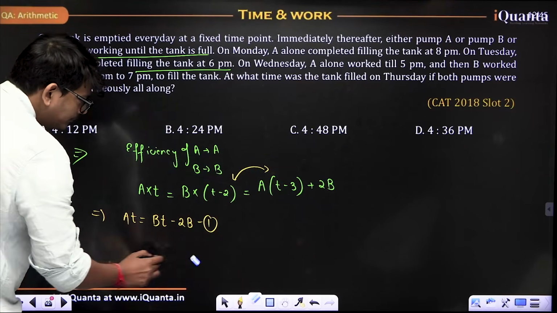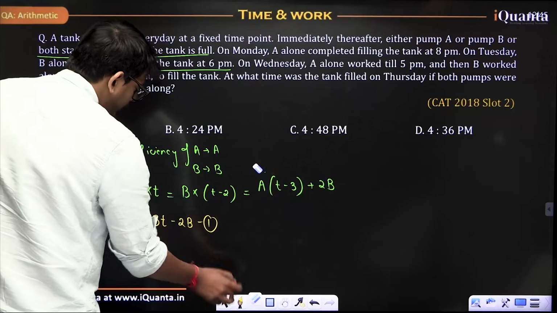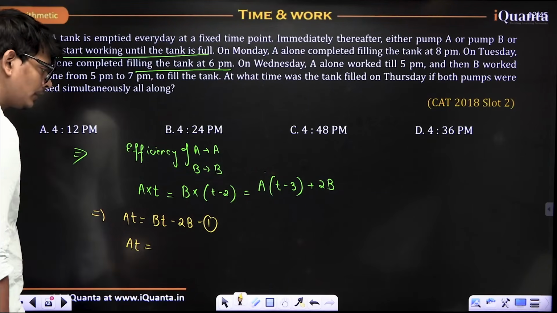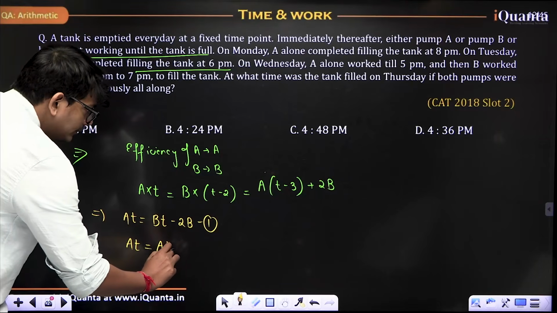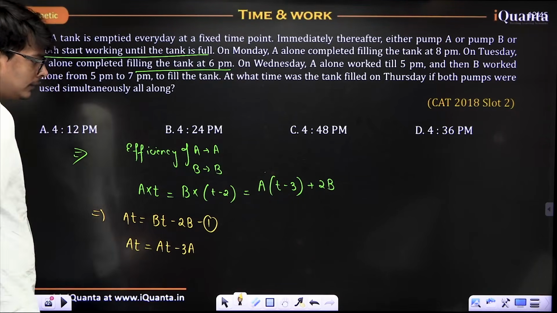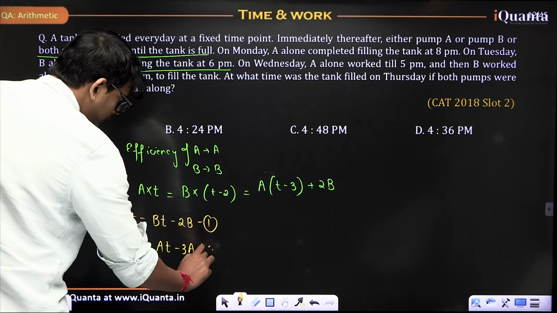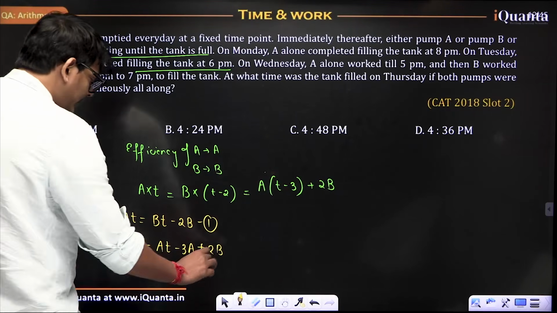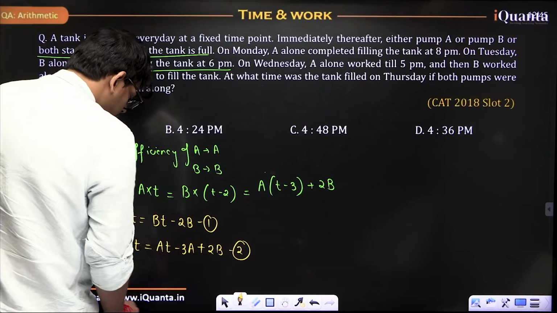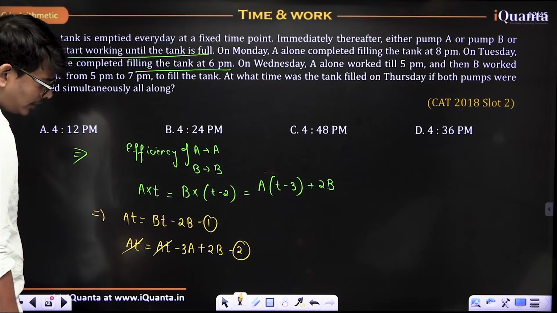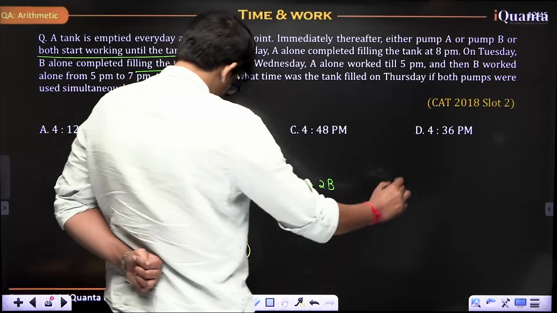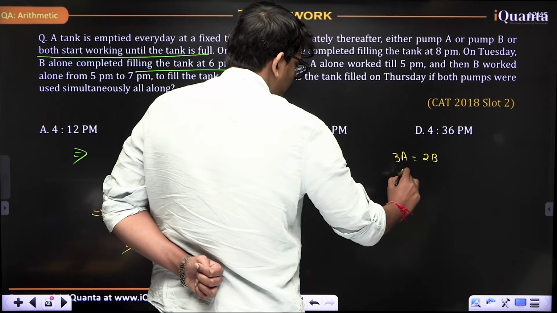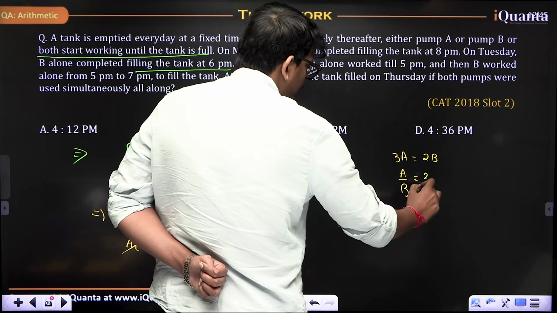Now I'm just focusing on this as of now. This is what's coming to mind, so let's take it first. AT is equal to AT minus 3A plus 2B. Right, this is my second equation. So from this we can cancel this out. So we can say 3A is equal to 2B. So A by B I am getting as 2 by 3.